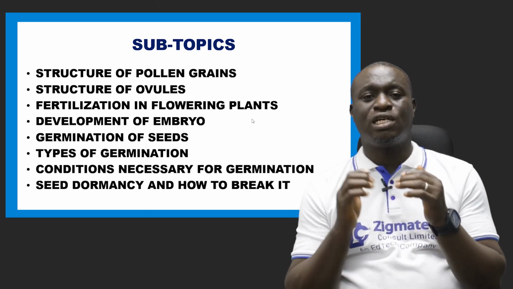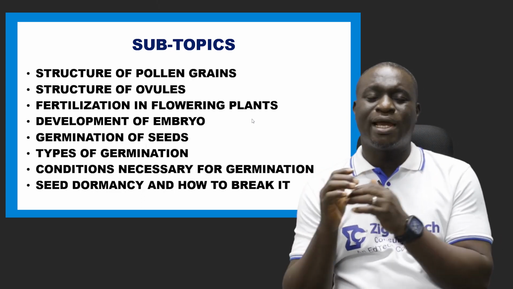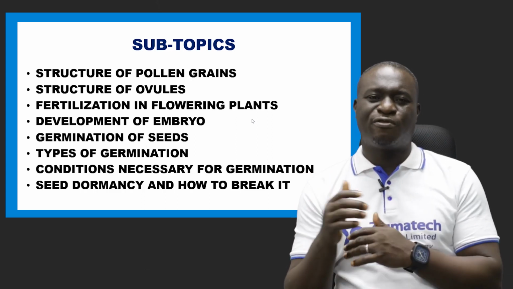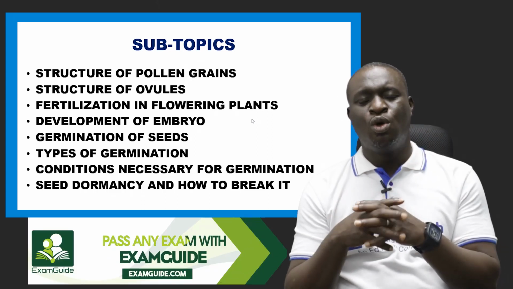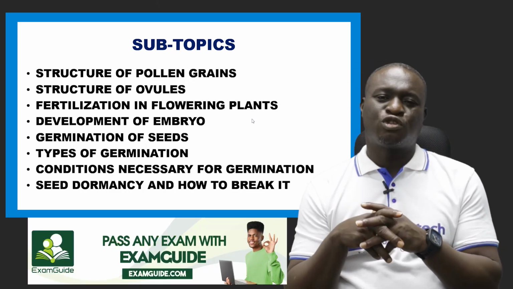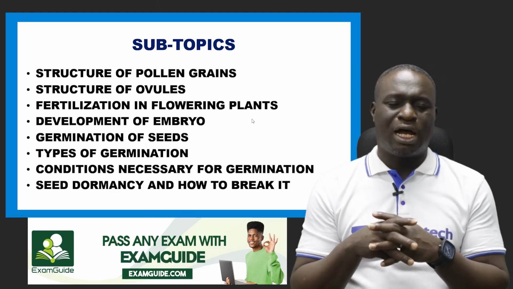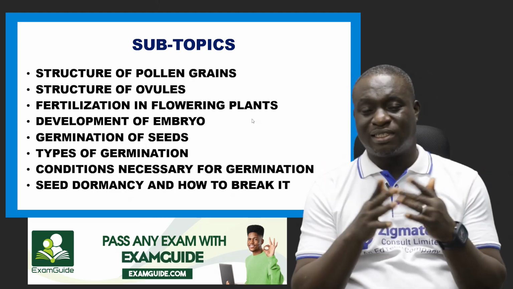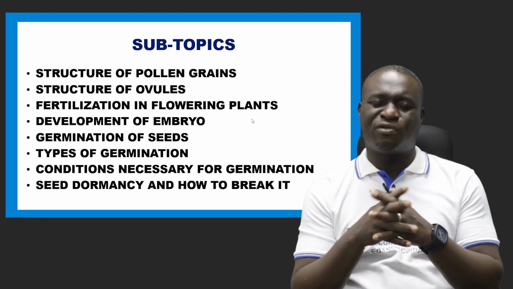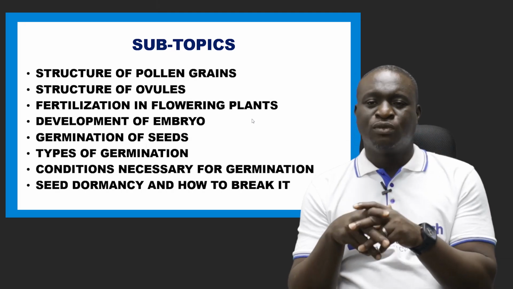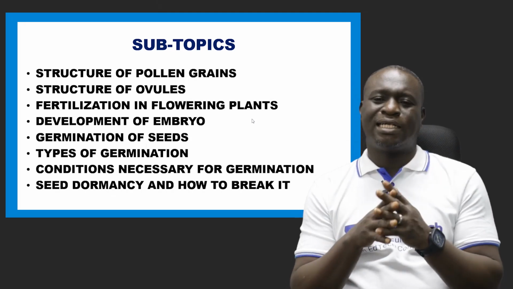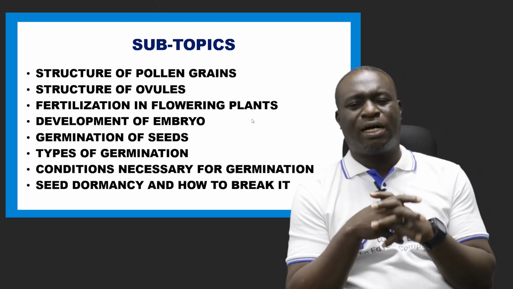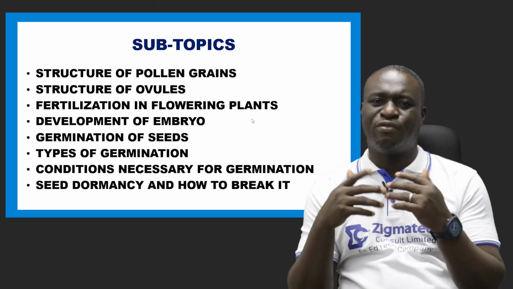We are also going to see the process of fertilization in flowering plants, how fertilization takes place. If you compare that to reproduction in animals, we also looked at the process of fertilization in animals, and we talked about pregnancy, childbirth, and all the others. If you go to some of our videos, you're going to see that. But this time around, we're going to be looking at fertilization in flowering plants. And then we're also going to be talking about development of the embryo.